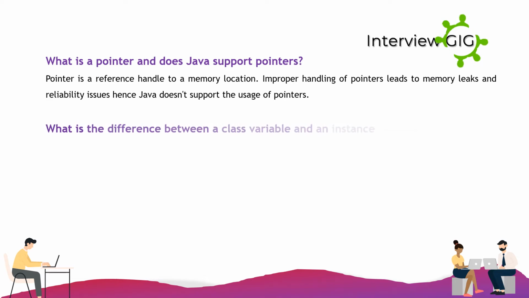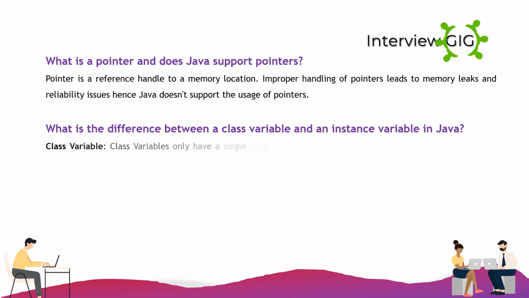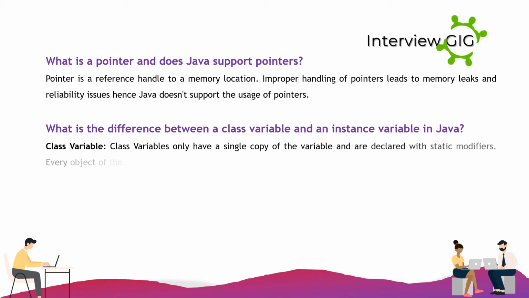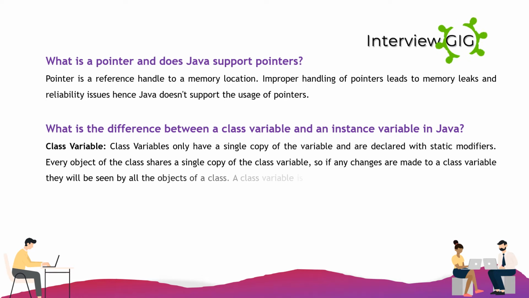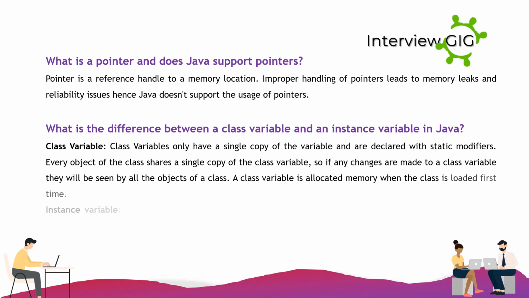What is the difference between a class variable and an instance variable in Java? Class variables only have a single copy of the variable and are declared with static modifiers. Every object of the class shares a single copy of the class variable, so if any changes are made to a class variable, they will be seen by all the objects of a class. A class variable is allocated memory when the class is loaded first time.